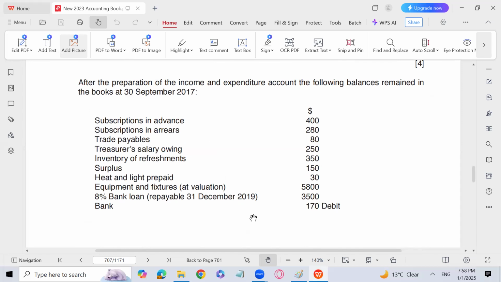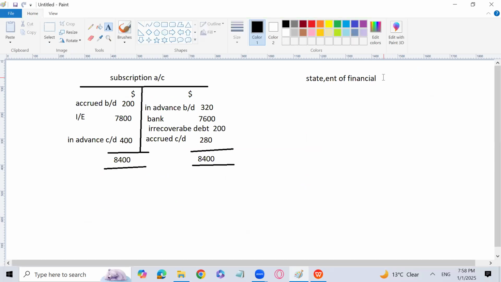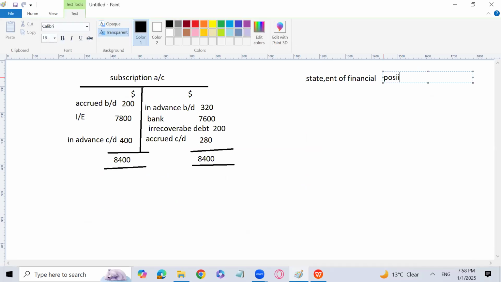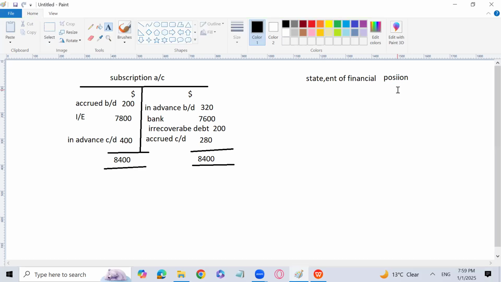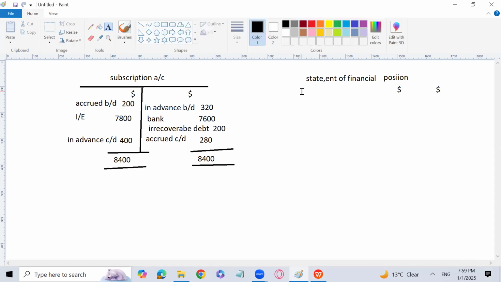Okay, let's do it. We have to prepare the statement of financial position. Statement of financial position means that you have to prepare the balance sheet basically. So let me write the dollar sign here. I will start with non-current assets.